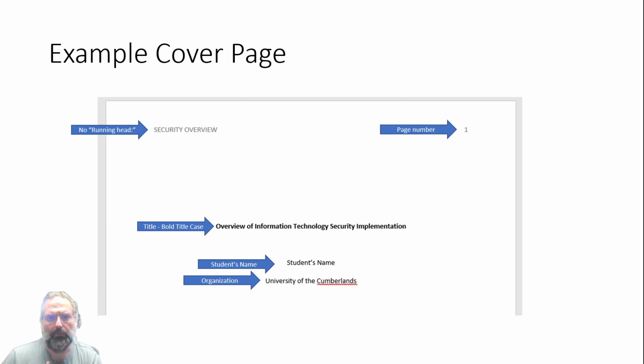It doesn't have the word running head any longer. In the past, you used to have that. No, you no longer do. So in this case, security overview is our running title and the page number. The reason for this is a bit historical and may go away over time, though it hasn't yet.